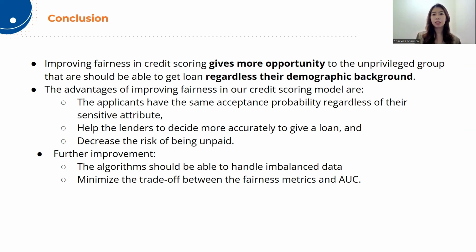For improvement or further research, there are certain limitations that must be addressed in order to enhance fairness. Firstly, it is important for the algorithms to effectively handle imbalanced data. It is crucial to acknowledge that real-world datasets may often be unbalanced, with a larger number of data points for the majority class. Secondly, efforts should be made to minimize the trade-off between fairness metrics and the performance metric. Striking a balance between fairness and AUC is a challenge that needs to be addressed to ensure equitable outcomes.